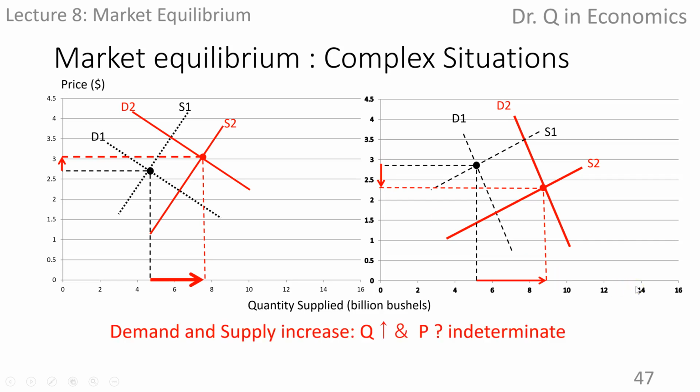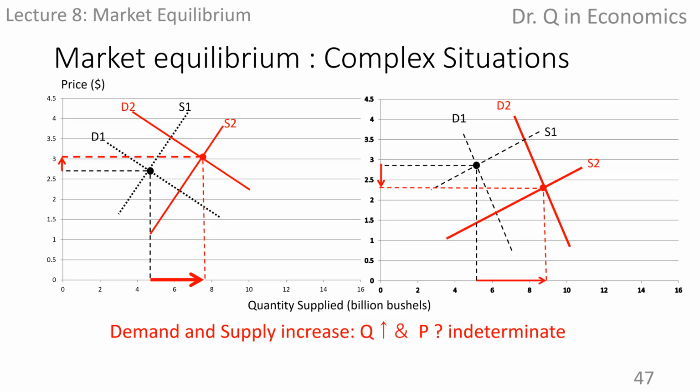Therefore, the conclusion is that when demand and supply increase, we're sure that equilibrium quantity increases. But it's hard to determine how price changes. It may increase, it may decrease, and it may stay the same. More information is needed to make a conclusion, and I will not cover that in the video.